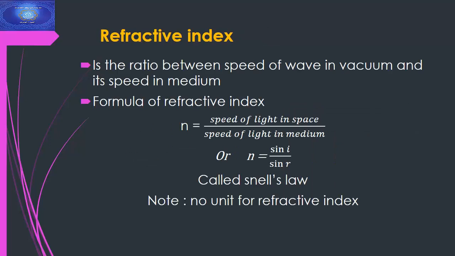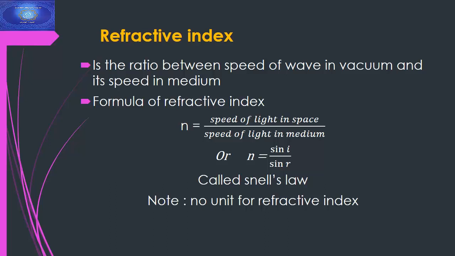Refractive index. Refractive index is defined as the ratio between the speed of a wave in a vacuum and its speed in a medium. Refractive index formula: N equals speed of light in space divided by speed of light in medium. Also, refractive index can be calculated by using the incidence angle and refracted angle. N equals sin I divided by sin R. This law is called Snell's law.